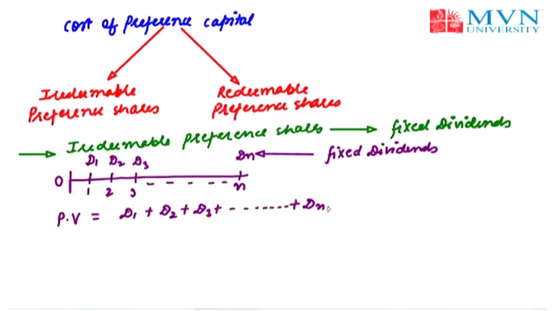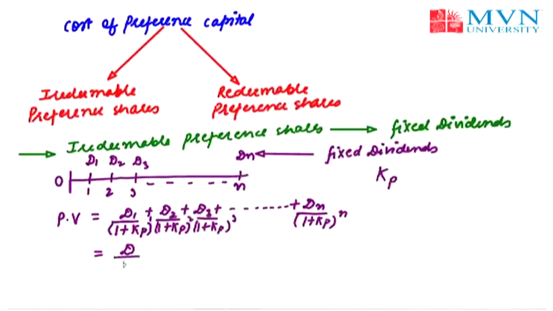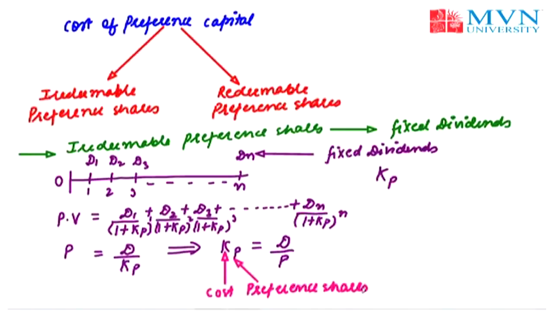We have these different inflows throughout the life of a project, so we need to discount them with a fixed cut-off rate. Let us suppose this cut-off rate is denoted with Kp. So we are discounting each of the inflows with this cut-off rate with respect to time. While opening this series, we can also write this as D divided by Kp, which will give you the present value of all the inflows. From this formula itself, we can easily calculate the cost of capital of preference shares, which will be equal to D divided by P, wherein K stands for cost, P stands for preference shares, which in total makes the cost of preference shares, and D stands for the fixed dividends paid to the preference shareholders, and P is the preference share capital.